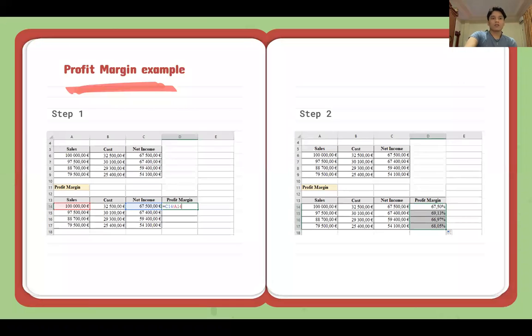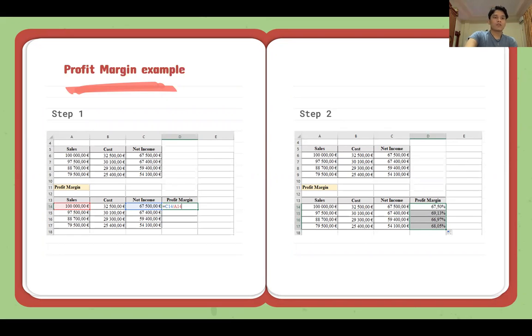Now let's take a look at the example. In step 1, calculate the profit margin by dividing the amount of net income by the amount of sales, or C column divided by A column times 100, using the formula C14 divided by A14. And in step 2, we drag it down to get the rest of the profit percentage of the cell data.